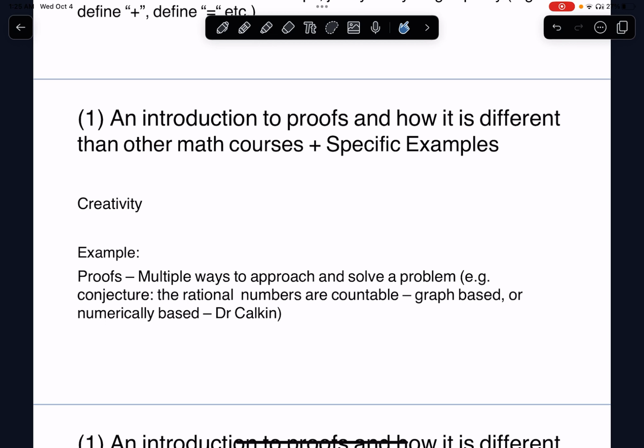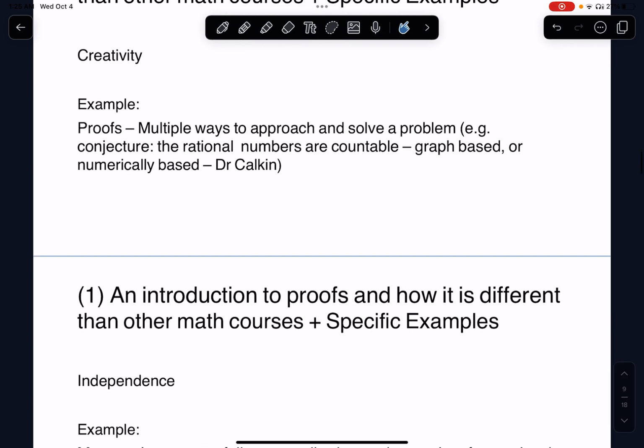So one example that I remember is the conjecture that rational numbers are countable, presented by Dr. Kaufman in class the other day. When he began his proof, he started with a combinatoric, numerical-based method, and then he proved the same thing with a graph-based method. So he's using two different methods, graphs and combinatorics, areas of math, in order to prove the same statement. It is one of the creativity aspects of proof writing.